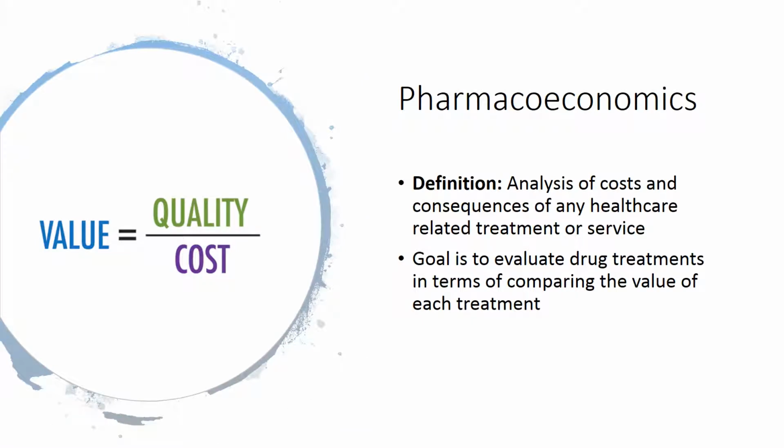So first, what is pharmacoeconomics? It can be generally defined as the analysis of costs and consequences of any healthcare-related treatment or service. This can include medications, diagnostic tests, and various surgical procedures. Our goal here is to evaluate drug treatments by comparing the value of each treatment to each other. And overall, in healthcare, we like to think of the value that we're providing as quality divided by the cost of the treatment of choice.